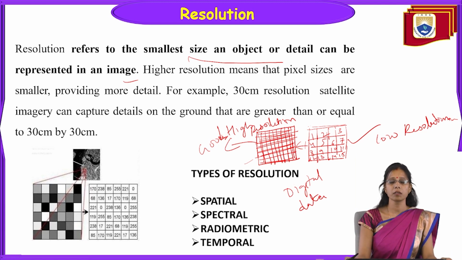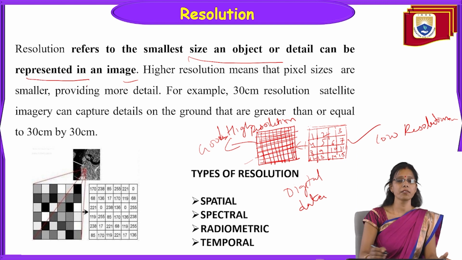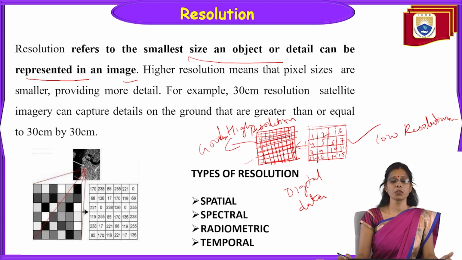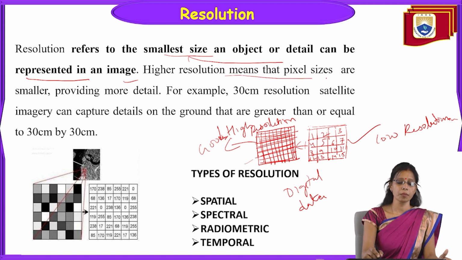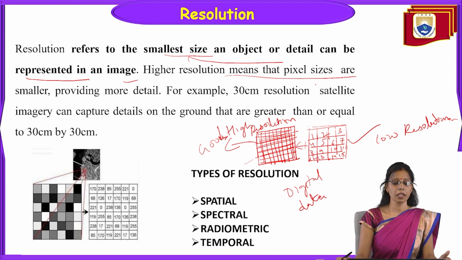For a simple example, take a photo from a camera which has a resolution of 2 megapixel, and a photo from a camera which has a resolution of 50 megapixel. 2 megapixel means fewer pixels, 50 megapixel means more pixels. The 2 megapixel photo will have very low resolution, the details will be very blurred, and we are not able to see the image. When you see the high resolution photo of 50 megapixel, we are able to identify the smallest detail in the image. So higher resolution means pixel sizes are smaller, providing more detail.